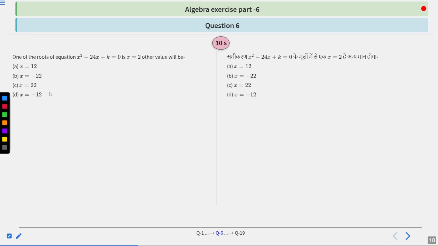Next, one of the roots of the equation x² − 24x + k = 0 is x = 2. The other value will be, and options are option A, x = 12, option B, x = −22, option C, x = 22, and option D, x = −12. These are the options, and I'm giving you 10 seconds to find which one of them is correct. After that, I will do the solution for you.